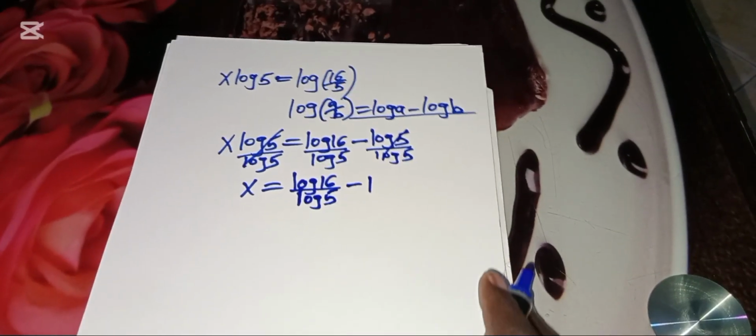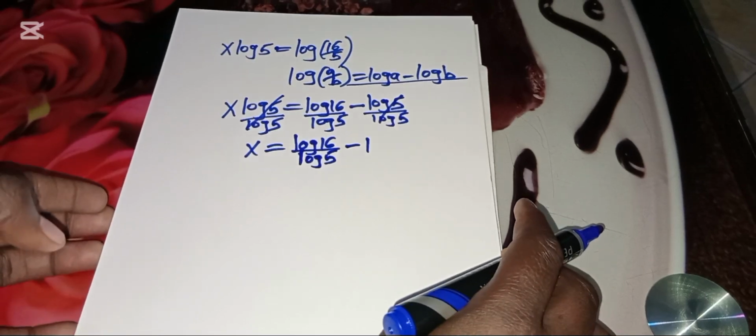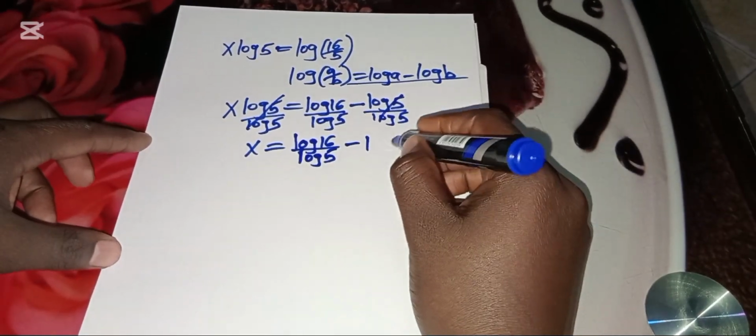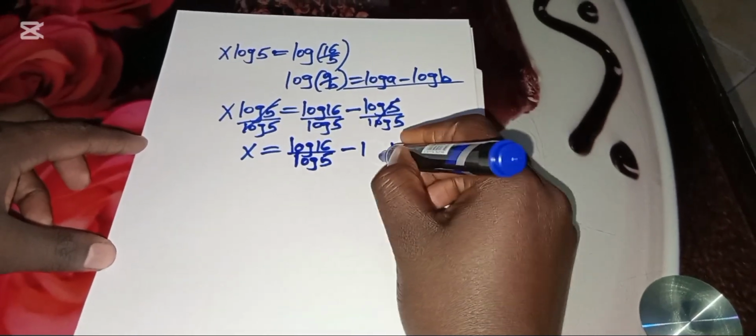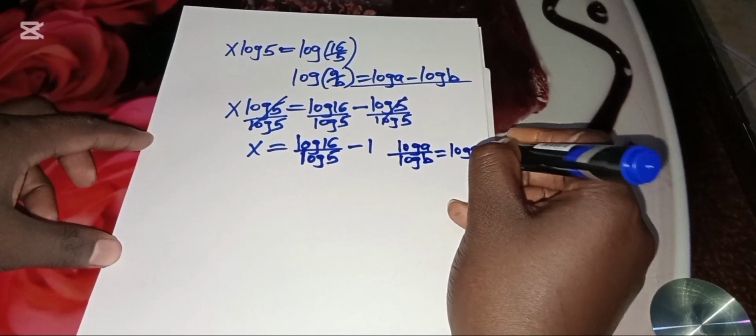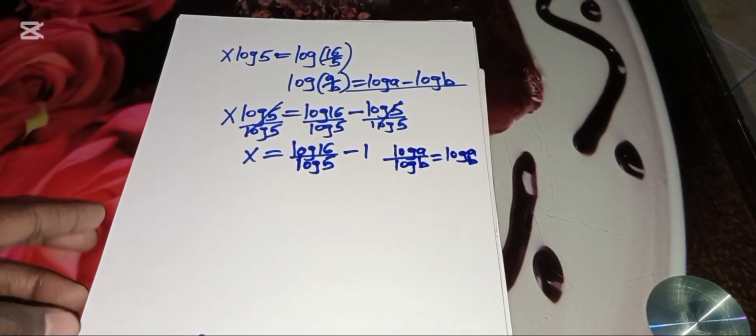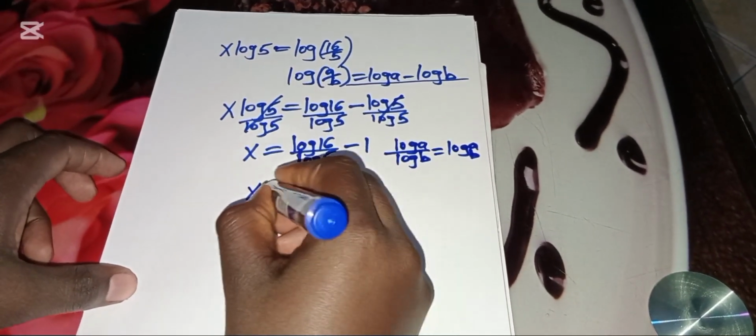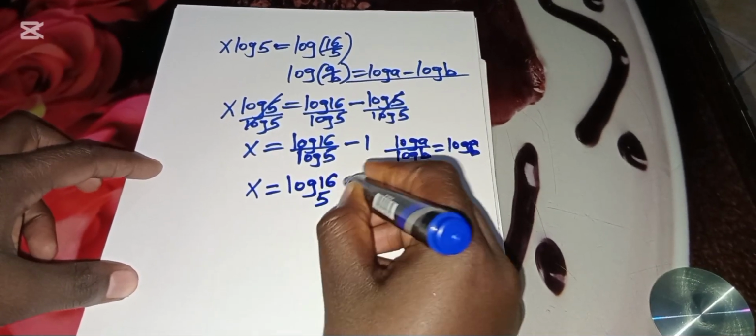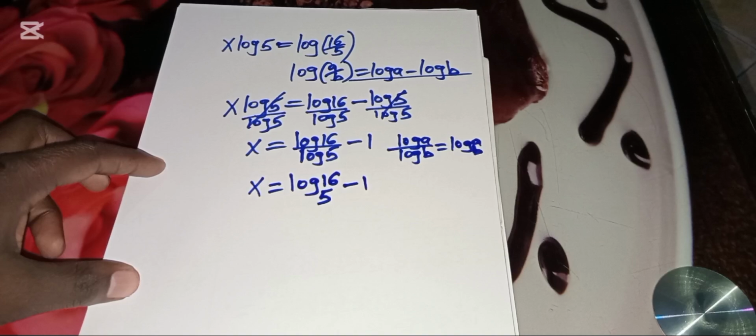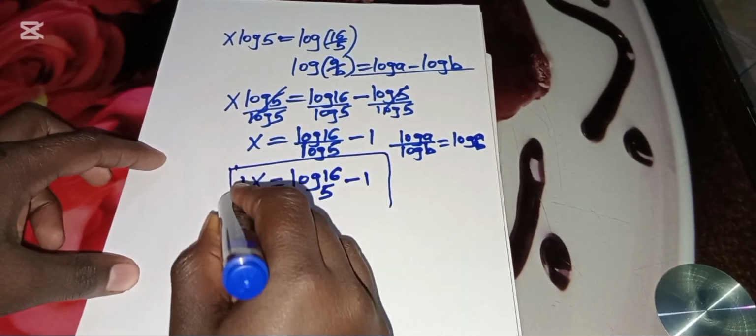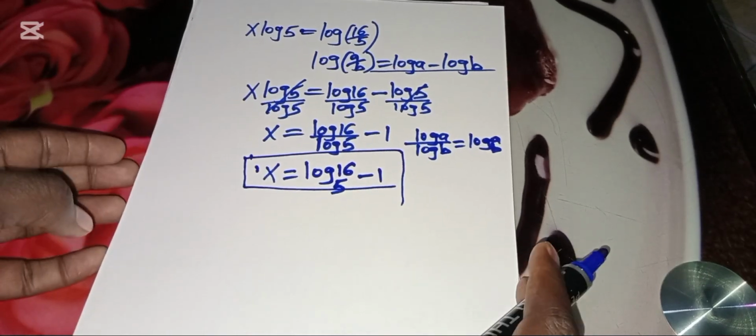Okay, subtract 1. Now as you can see, log 16 divided by log 5 is in the form of log a divided by log b, which can be expressed as log a to base b. All right, so now we're going to have x is equal to log 16 to base 5 subtract 1. Now this is the value of x. Okay, this is our value of x.